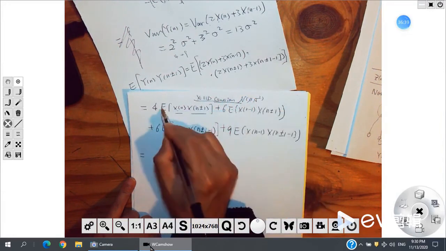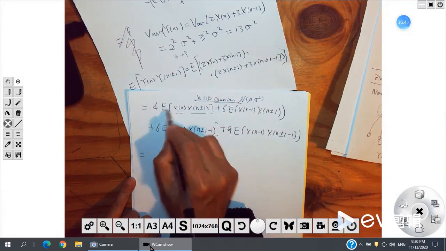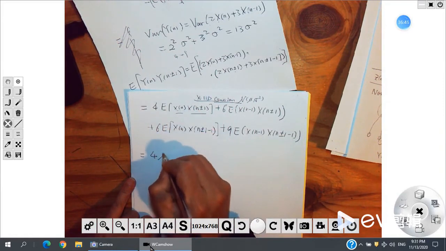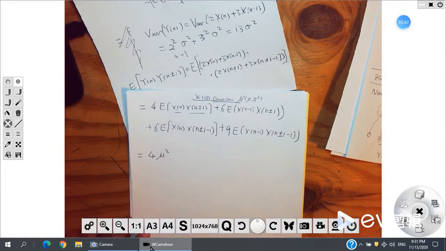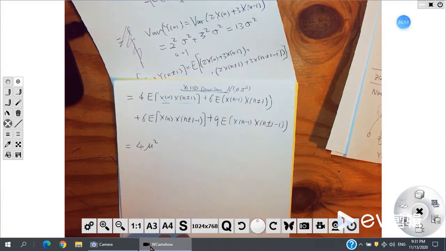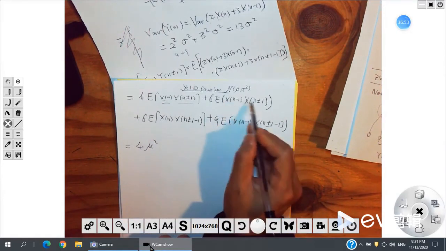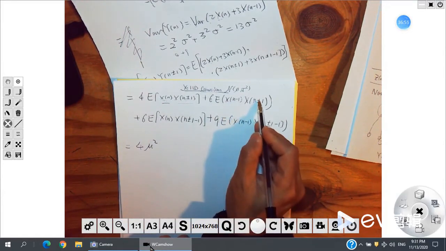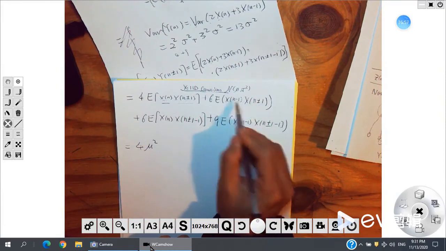So the E of this is mu. E of the second one is also mu. So here is mu squared. So 4 mu squared. And this one, now we have two cases. If here is a plus 1, they are different. If this is a minus 1, they are same.